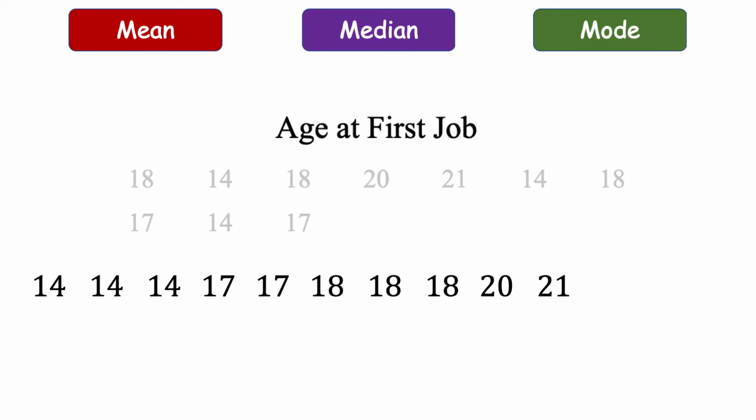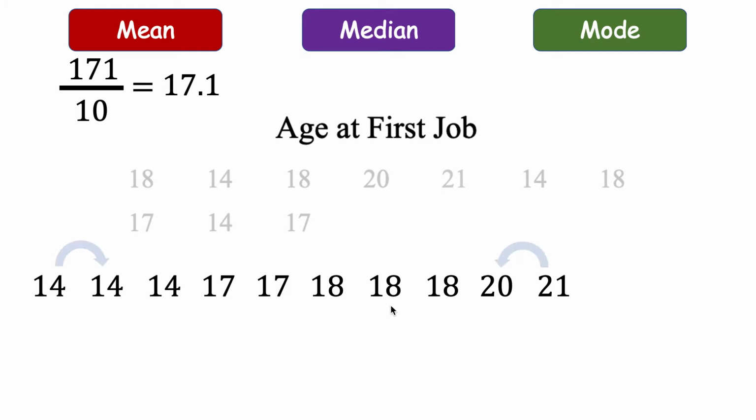To take the mean, see if you can figure out how to do these. Feel free to pause me if you want to, but to take the mean, you just add them all up. So if you add them all together, you get 171, and then divide by how many there are. So there's 3, 6, 9, 10. So just double check with this: 3, 6, 9, 10. Okay, so divide by 10, and then you get 17.1.